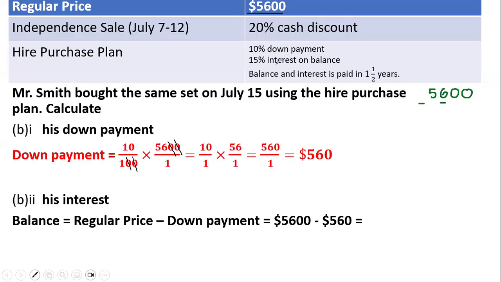So 560 minus... 0 minus 0 is 0. 0 minus 6, wow. 10 minus 6 is 4. 5 minus 0 is 5.